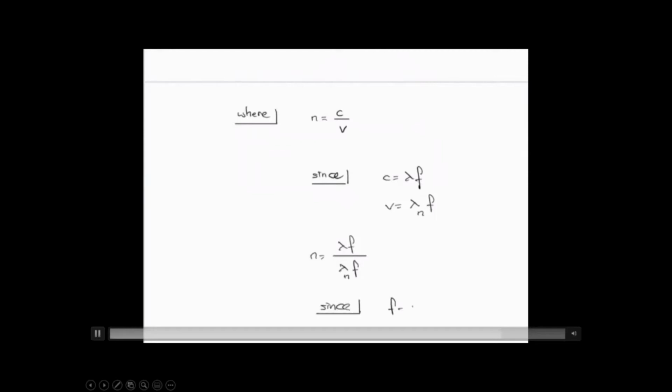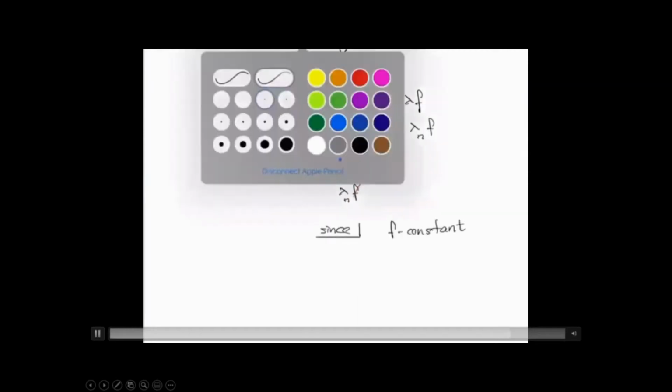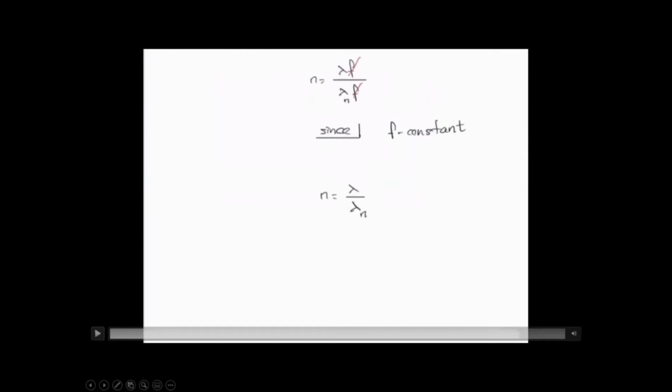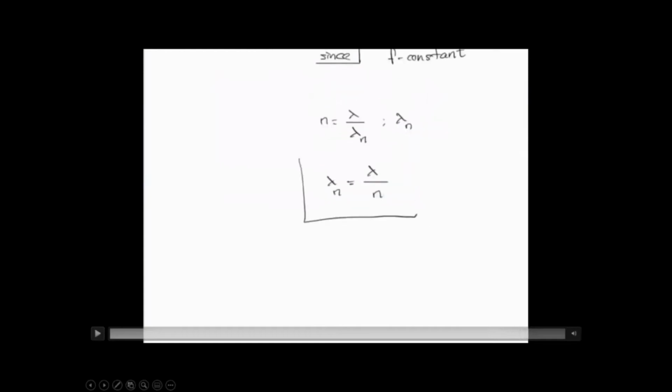So if the frequency is constant at the boundary, what that means is the wavelength is going to be affected by the index of refraction, which means that in an optically denser medium, the wavelength is going to get shorter by the index of refraction.